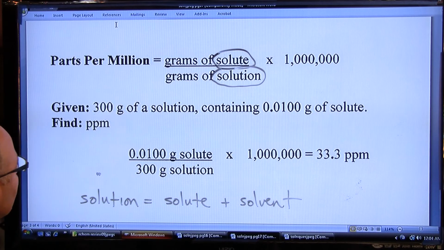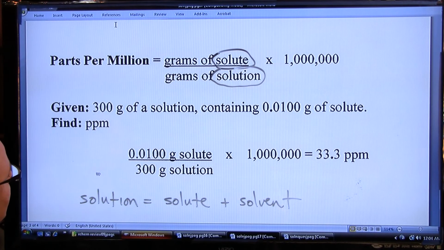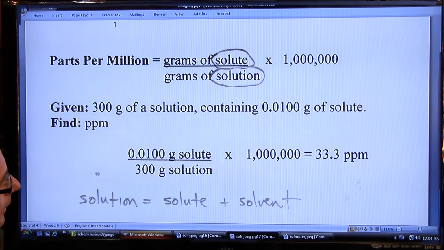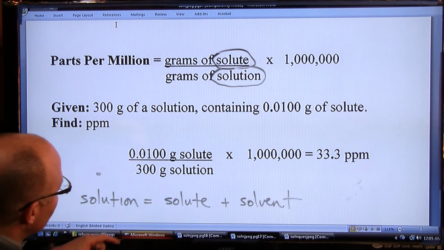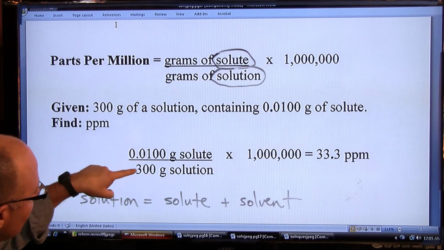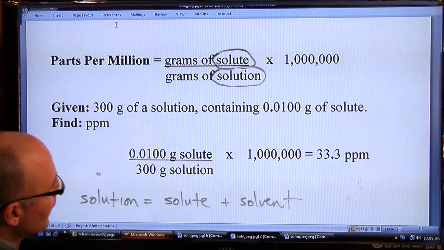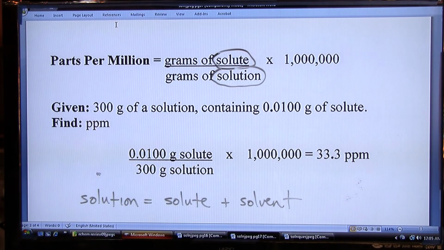So let's take a look at this one here. Given 300 grams of a solution containing 0.0100 grams of solute, find the parts per million. So this is a simple plug-in. It's the 0.01 divided by the 300 times a million, and that gives you 33 parts per million.